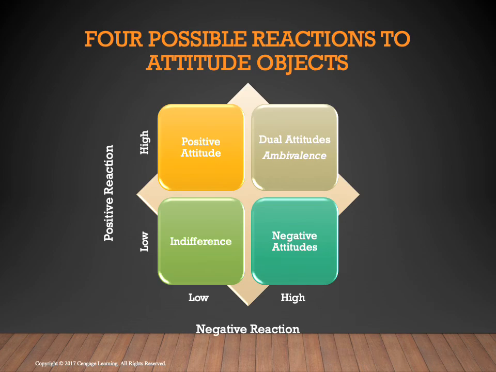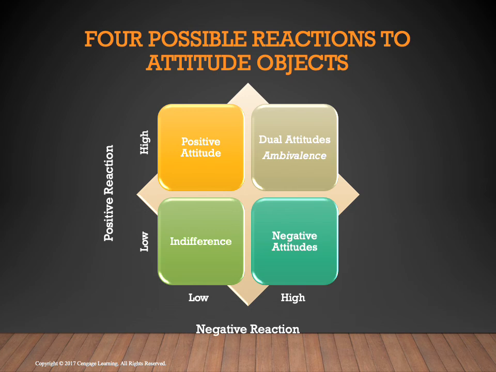Four possible reactions to attitude objects. This chart illustrates the four domains, the four different reactions we could have to anything, a person, an idea, a thing. As shown, people evaluate objects along both positive and negative dimensions. As a result, our attitudes can be positive, negative, ambivalent, or indifferent. To figure out which one of these attitude domains our reaction might fall into, all we need to do is look at the cross-section between the negative and positive dimensions.